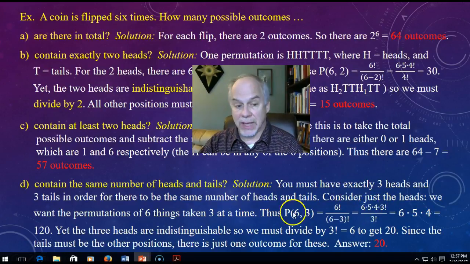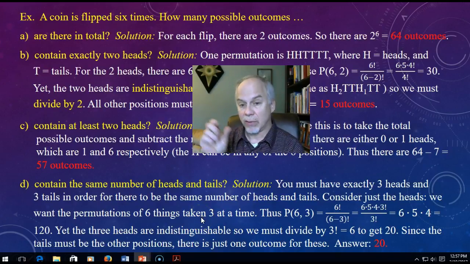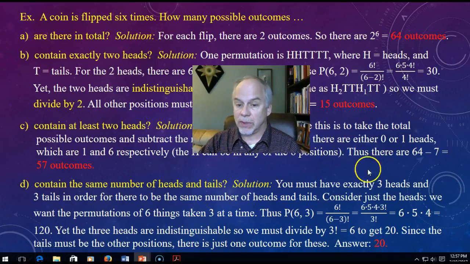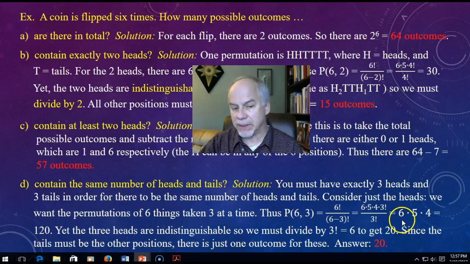So consider just the heads. We want the permutations of 6 things taken 3 at a time. So we calculate using our formula, P(6,3), and you can see my calculations there. Basically it comes to 6 times 5 times 4, which is 120.